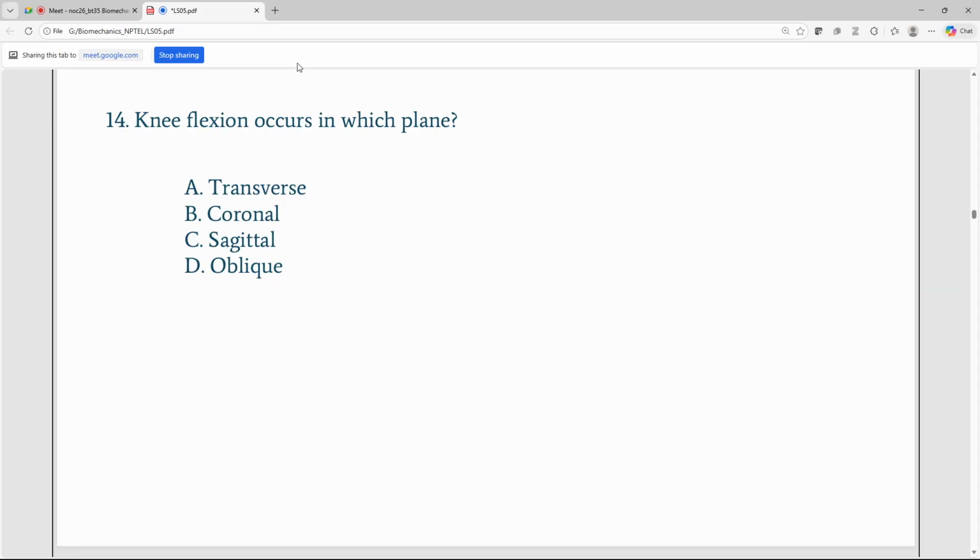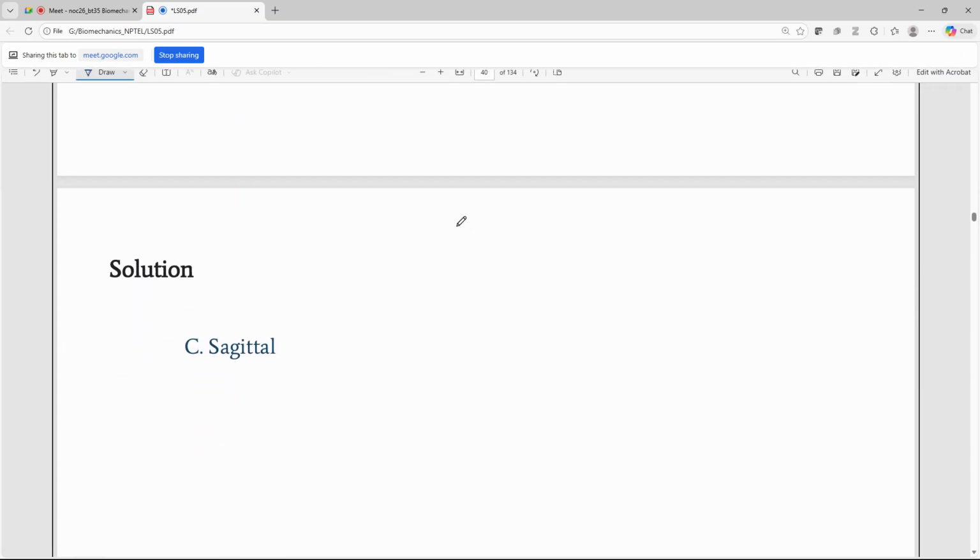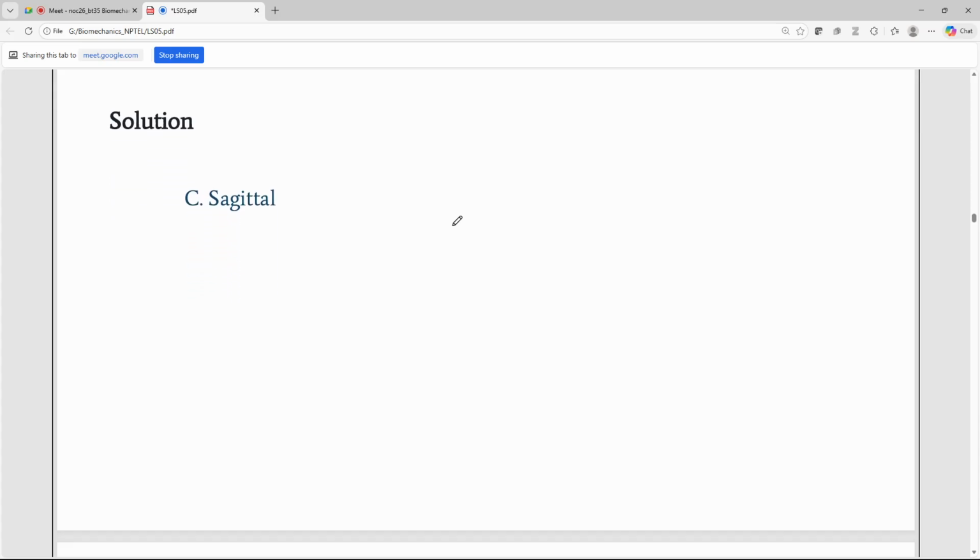This answer is option C, sagittal. We have already discussed hip flexion. So by the anatomical similarity itself, you can understand that both hip and knee flexion occur in the sagittal plane.